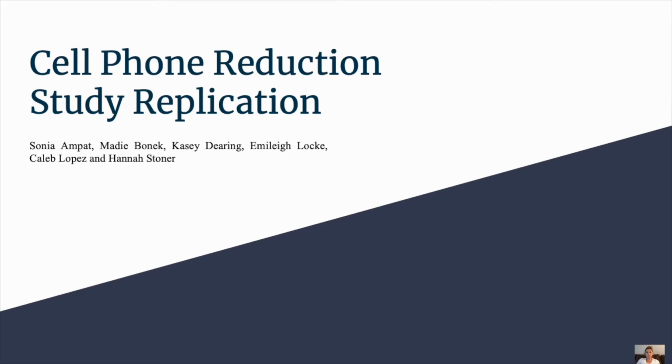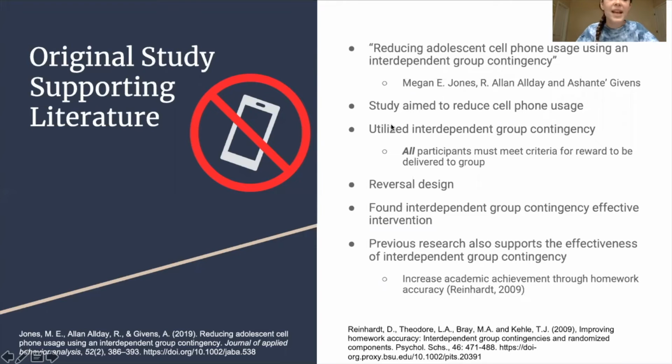Here's our presentation on cell phone reduction study replication. Our study was based off of the 2019 study, reducing adolescent cell phone usage using an interdependent group contingency, by Jones, Alday, and Givens.